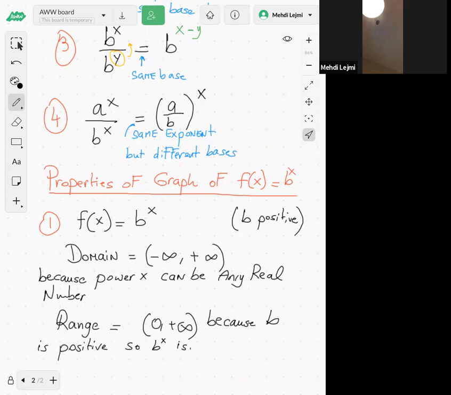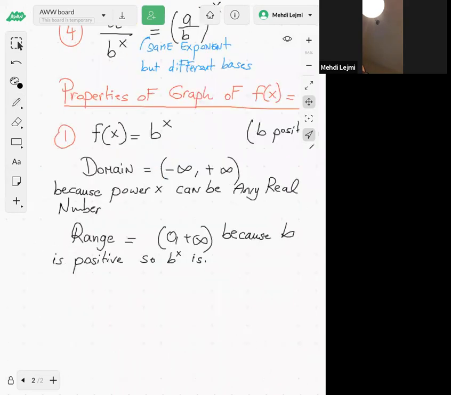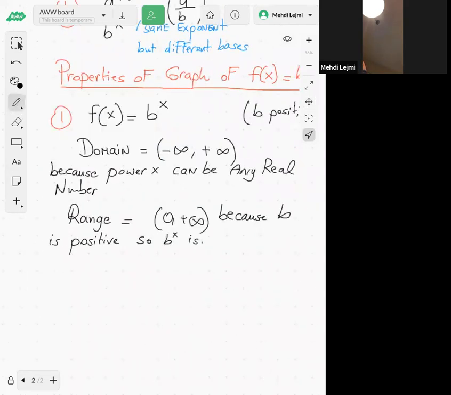What will be the x-intercept for the exponential function? We're supposed to solve f of x, which is b to the x, equal to 0. That's how we find the x-intercept. But as I said, b is a positive number, and if you take the power of any positive number, it's going to be positive. So it cannot be 0. There's no solution to this equation.